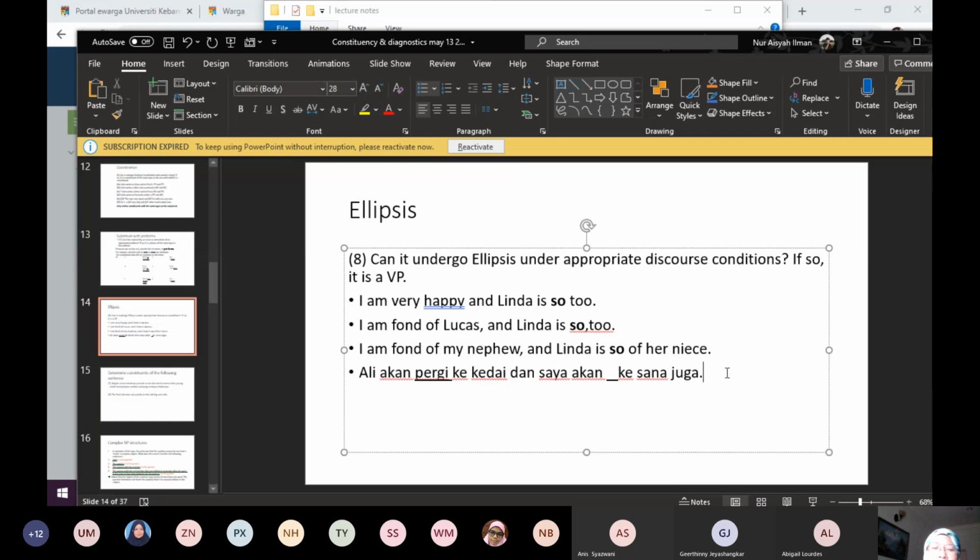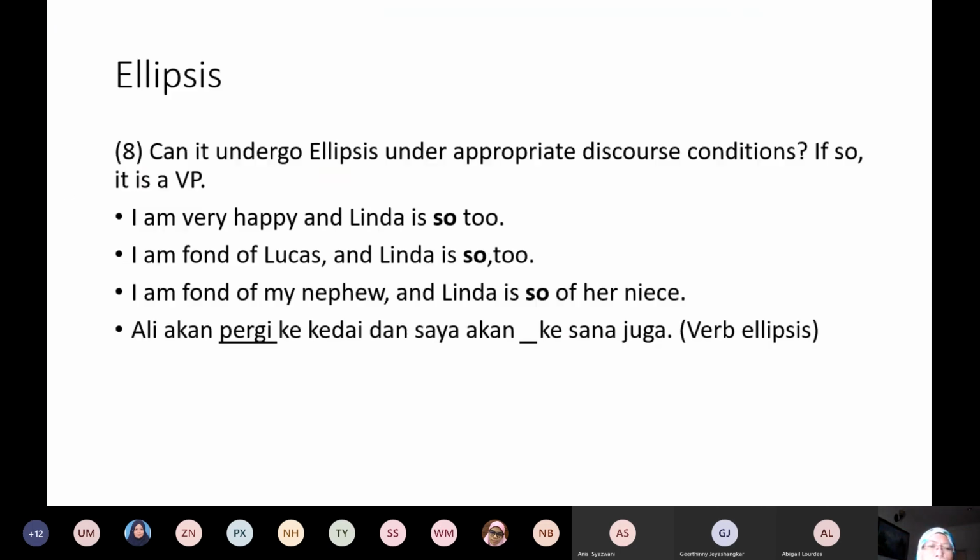Ini kira macam verb phrase. Verb phrase ellipsis, verb ellipsis. Gugurkan hanya verb. Ali akan pergi ke kedai dan saya akan ke sana juga. So kita actually drop pergi because it's the same. Going to the same place, going same activity, so verb ellipsis. So sebenarnya banyak diagnostic test that we've gone through just now, okay, that we can use.